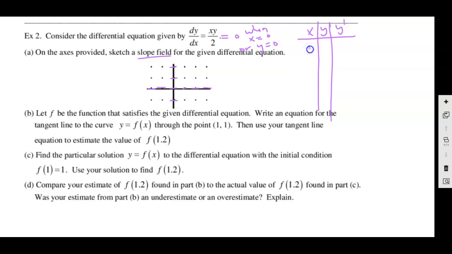Like how about the point 1, 1? 1 times 1 divided by 2 would be 1/2. So at that point, I need a slope of 1/2.